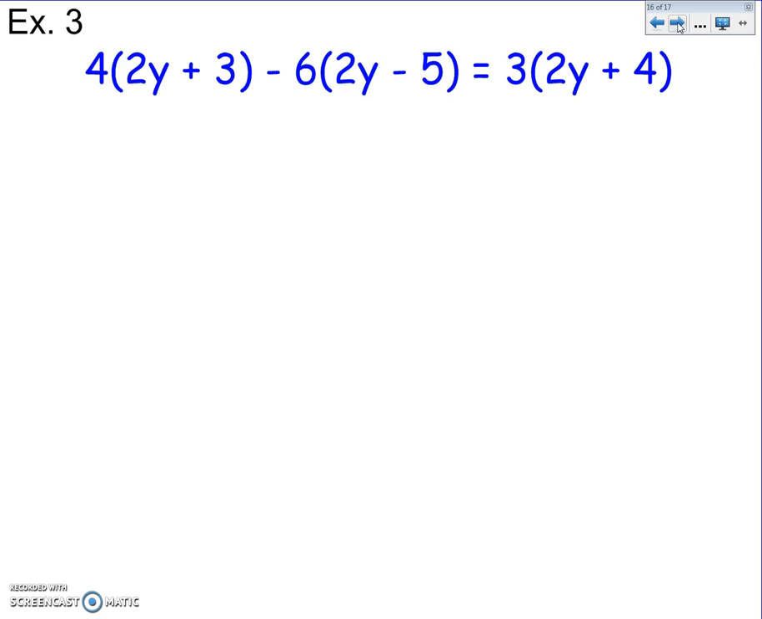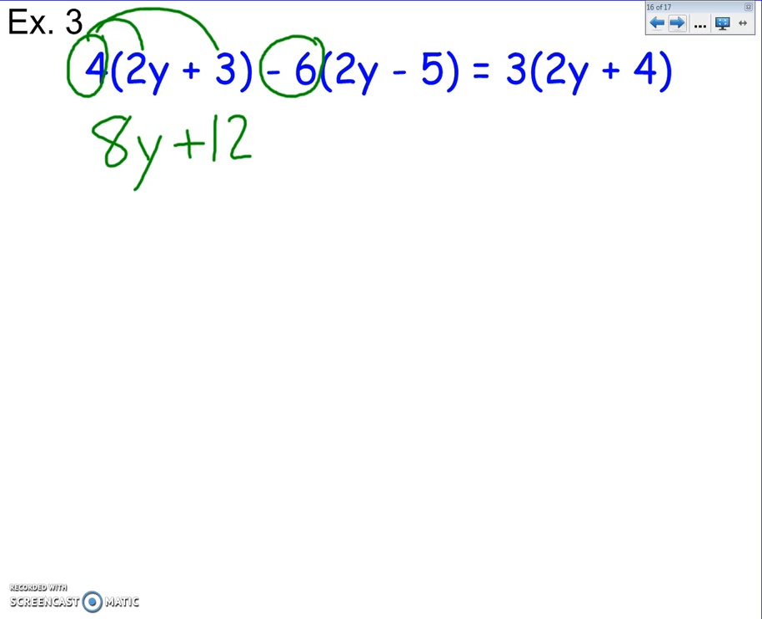So first is distribute any numbers outside the parentheses. I'm going to do the left side first. I'll distribute this positive 4. So that will give me 4 times 2y is 8y. 4 times positive 3 is positive 12. Right here, I'm distributing not a positive, but a negative 6. Keep that sign with the number. Negative 6 times positive 2y is negative 12y. Negative 6 times negative 5 is positive 30. So that's distributing the left side.